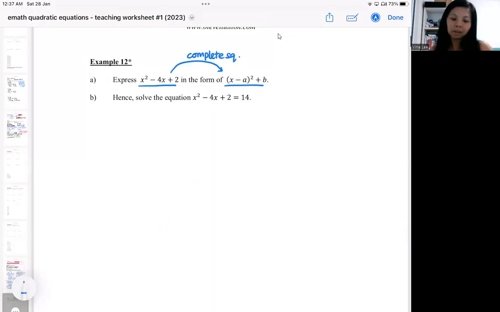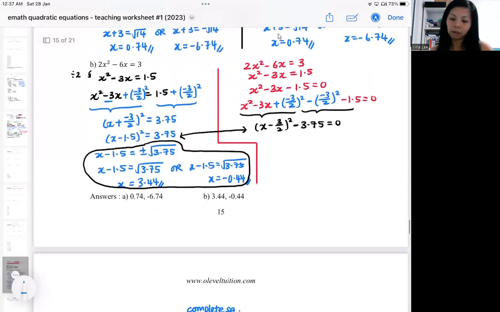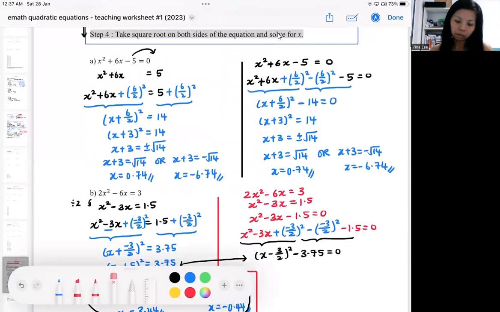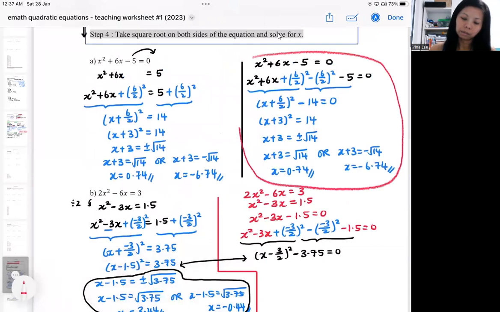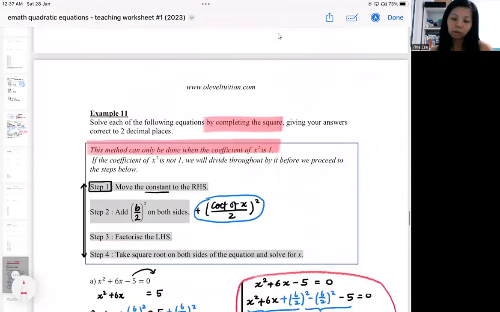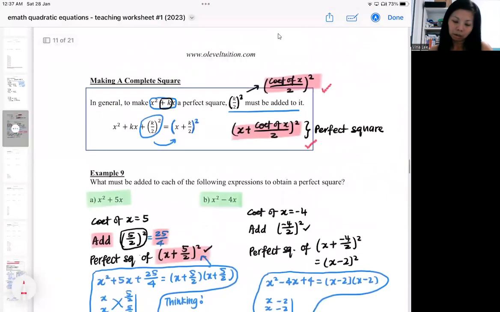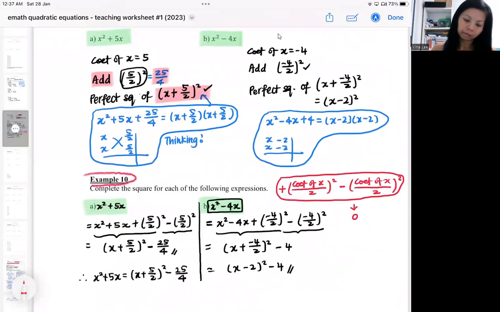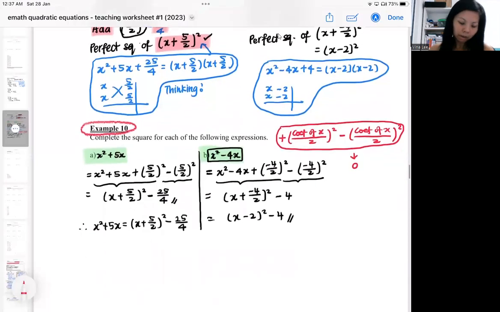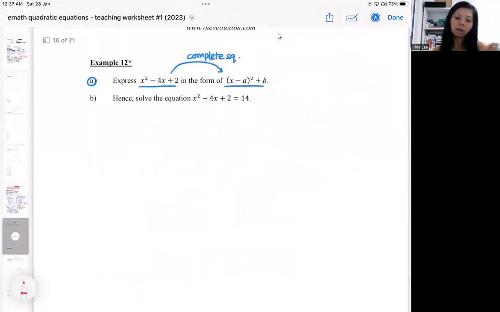So this part A is actually similar to the previous example. It's actually similar to this method, and it is also similar to example 10. So you are supposed to complete the square. In another word, in this example, part A, they ask you to complete the square.